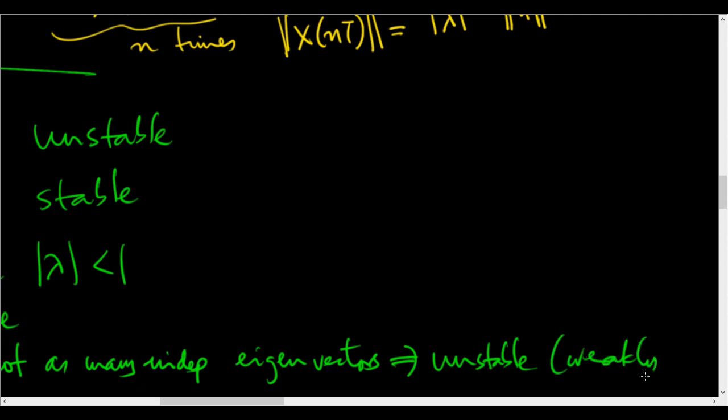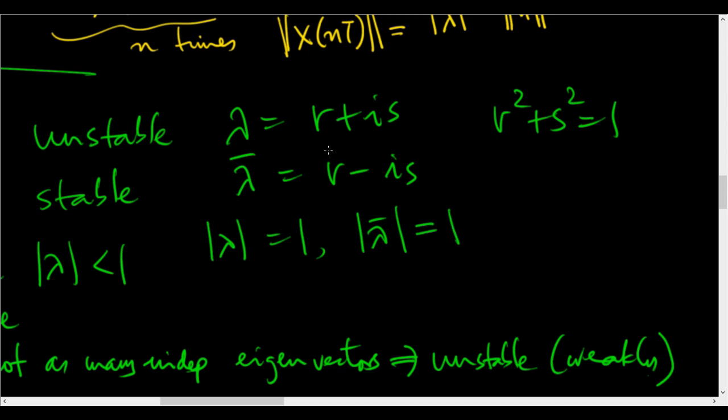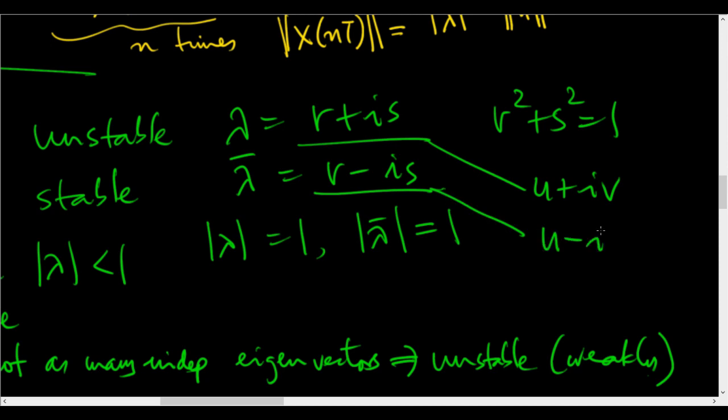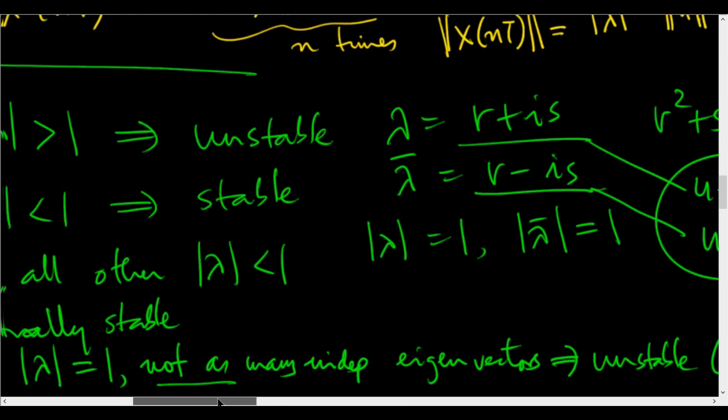These are the results. Now I will point out to you that if lambda is equal to r plus is, lambda conjugate is equal to r minus is, r square plus s square equals 1, then lambda magnitude is equal to 1, lambda conjugate magnitude is equal to 1. If this has an eigenvalue u plus iv, this will have an eigenvalue u minus iv. These are in fact distinct. You won't have trouble. Okay, you will have independent eigenvectors, then it will be neutrally stable.